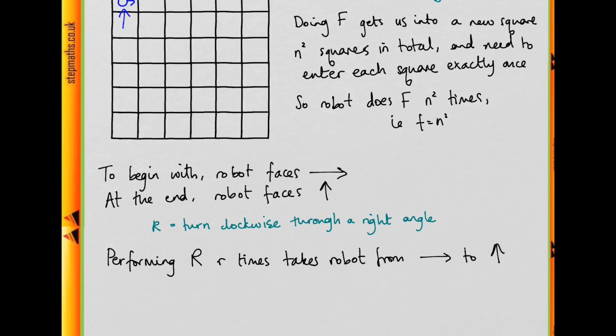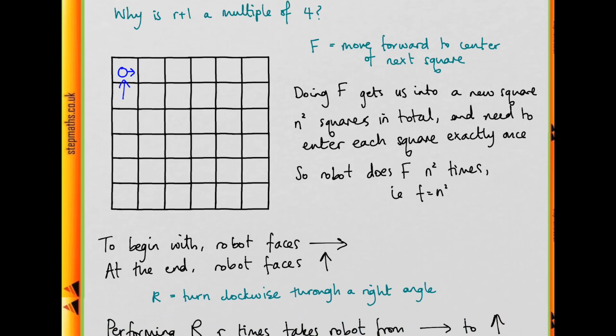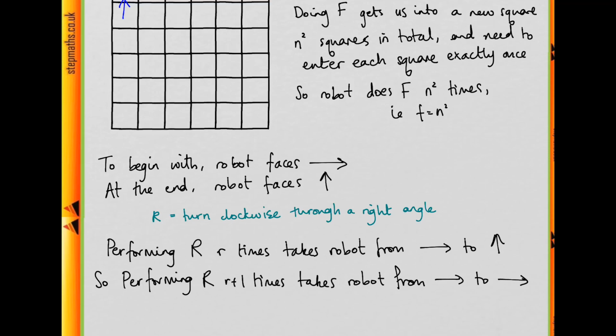And so if it performs r plus 1 times, then the robot was facing up, but it's turned right one more time, so it's going to be facing right again. So doing this r command r plus 1 times is going to take the robot back to facing the direction it was originally facing in.